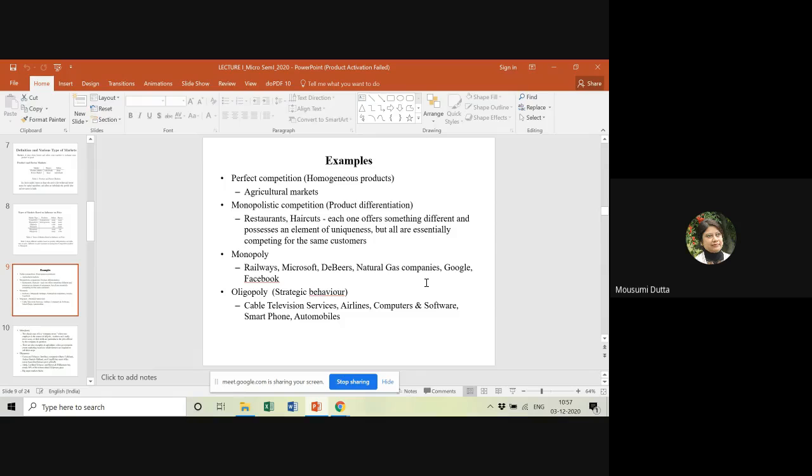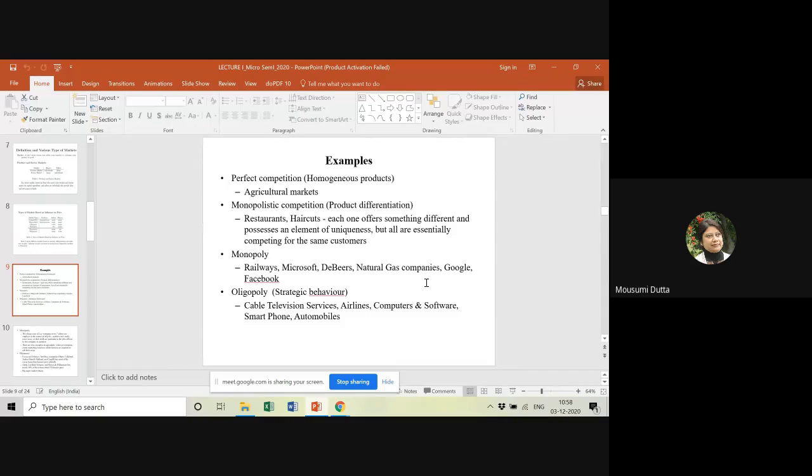Oligopoly, few sellers. Here, you will learn a specific term, strategic behavior. The groups of firms or company groups behave in such a manner that there is some deterrence to entry. Together, they take some kind of strategic behavior so that they do not allow somebody to enter. So there will be different types of strategic behavior, and that is the essence of the oligopolistic market.